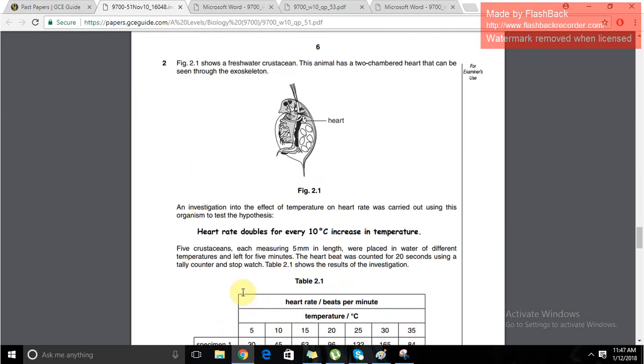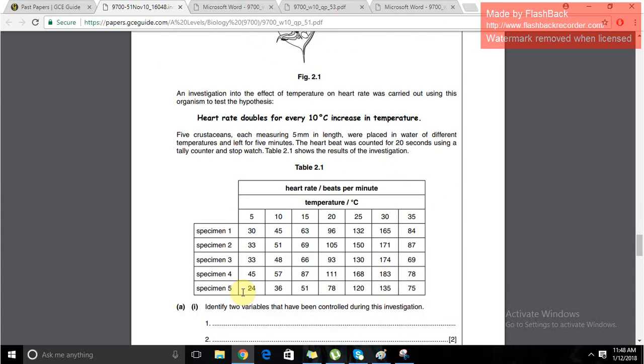So let's just go over this once more. We have this freshwater crustacean with a 2-chambered heart, visible through the exoskeleton. An investigation into the effect of temperature on heart rate was carried out using the organism to test the hypothesis that heart rate doubles for every 10 degrees Celsius rise in temperature. 5 crustaceans, each 5 millimeters long, were placed in water of different temperatures and left for 5 minutes. Heartbeat was counted for 20 seconds using a tally counter and stopwatch.